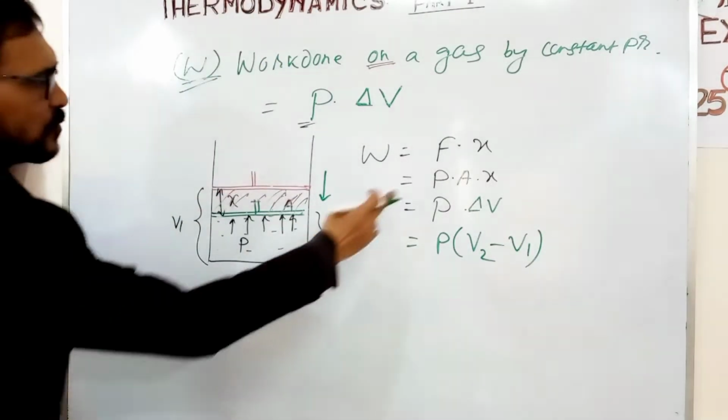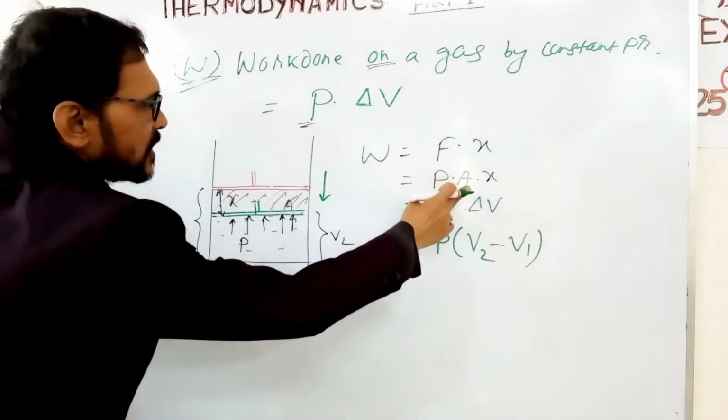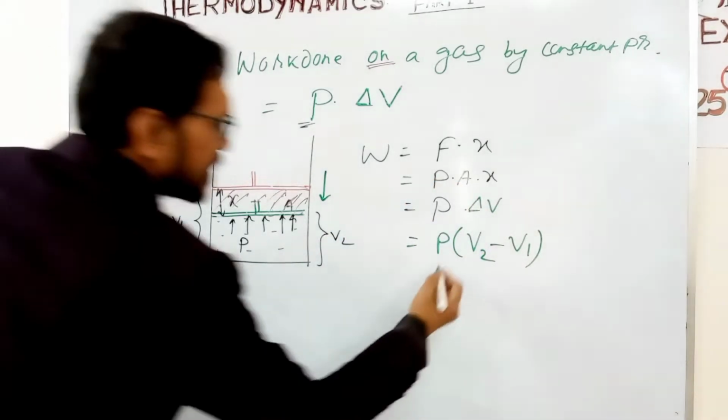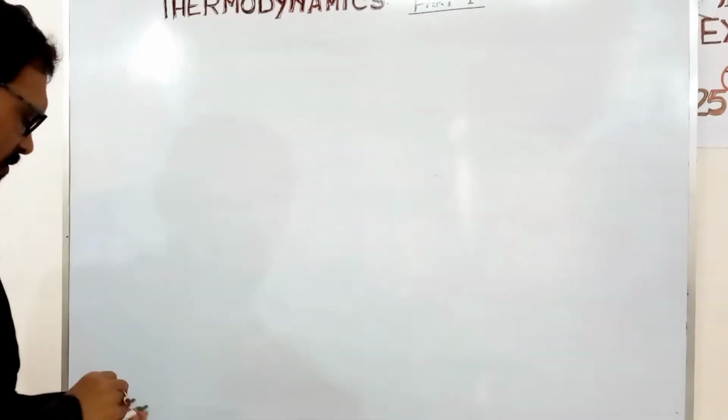Okay. So work done equals force into displacement, force equals pressure into area, A into x equals delta V, and delta V equals V2 minus V1. So work done equals this area in the diagram. What is an indicator diagram?